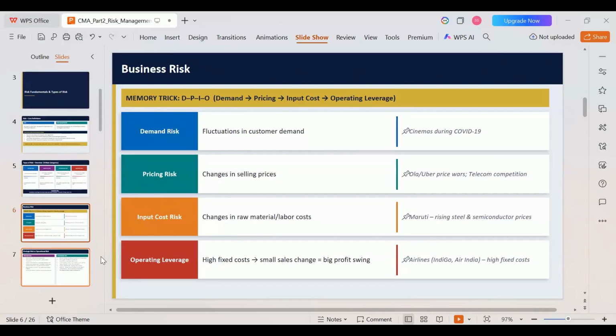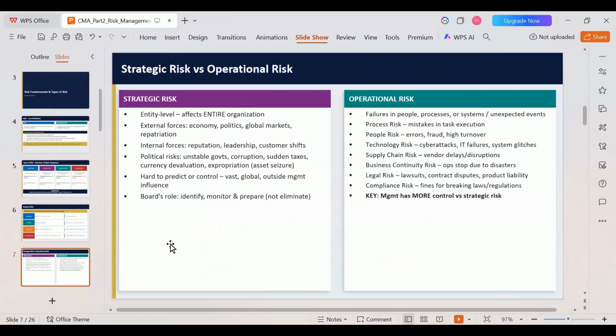Now let us understand strategic risk and operational risk in detail. As I told earlier, strategic risk is an entity-level risk. It is involved in the very strategy that the business is planning. It will involve all the external forces such as economy, politics, global markets, repatriation, and everything. There is one more strategic risk that we usually focus on, which is known as expropriation.